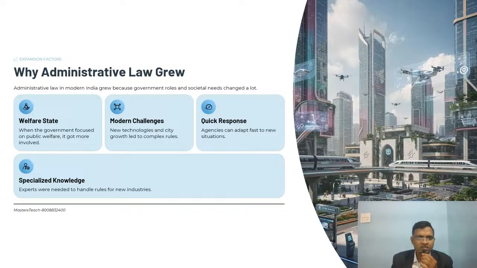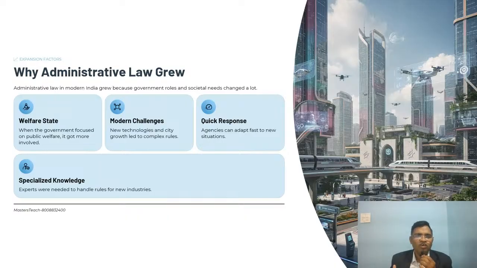Okay, welfare state, so the government focuses on public welfare and got more involved. Then modern challenges, so as new technology arrived, you can see here everything is modern. New technology, cities grown, and smart cities come up. Then complex rules are there. Then quick response, so government agencies can adapt fast to new situations.